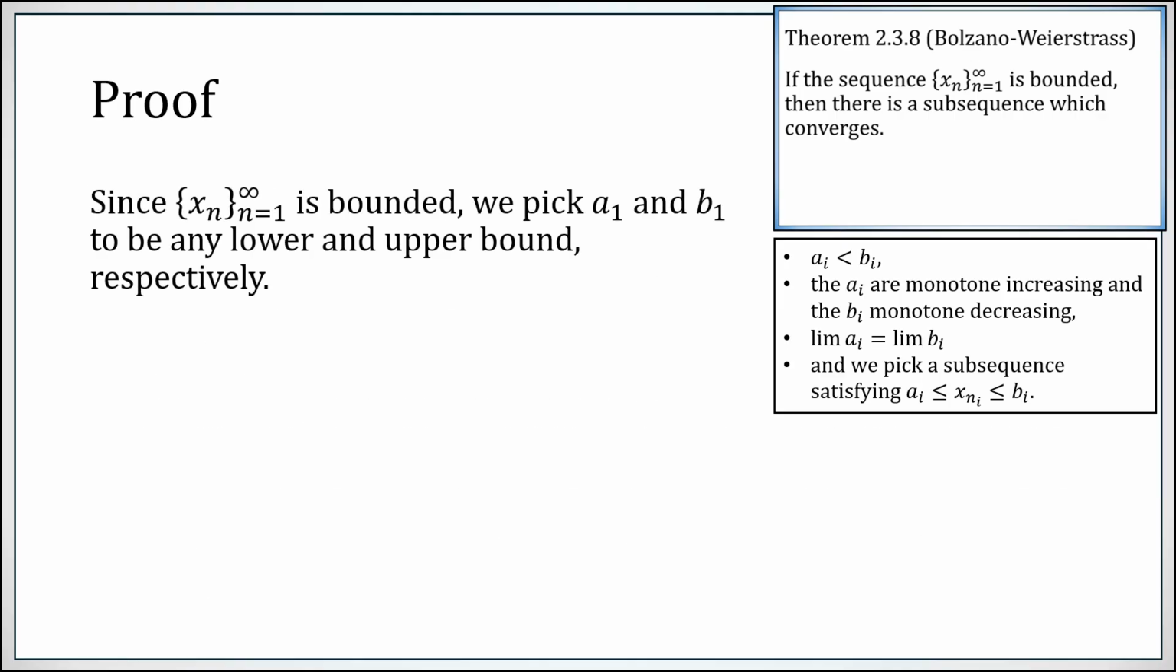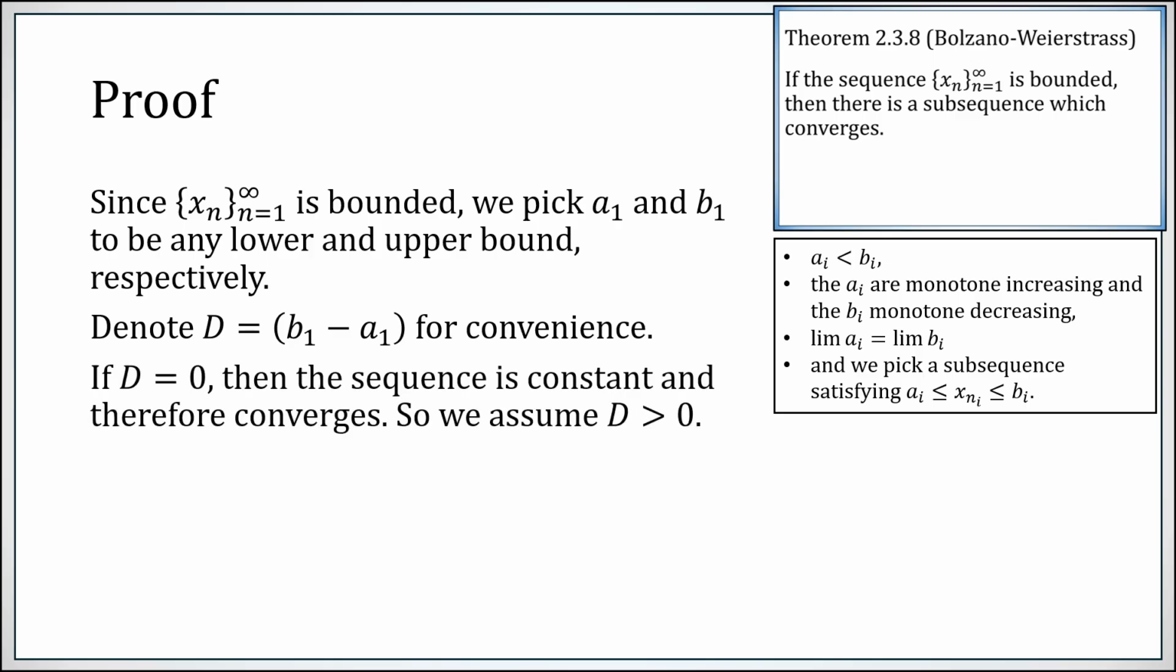Okay, x_n is bounded, so we're going to pick a_1 and b_1 to be any lower and upper bound of the sequence. It doesn't really matter what they are, just real numbers that act as lower and upper bounds. We're going to call d the distance between these numbers. If d is 0, if I can pick the same number to be an upper and lower bound, the only way that happens is if the sequence is constant and therefore it definitely converges. So let's go ahead and assume that d is positive.